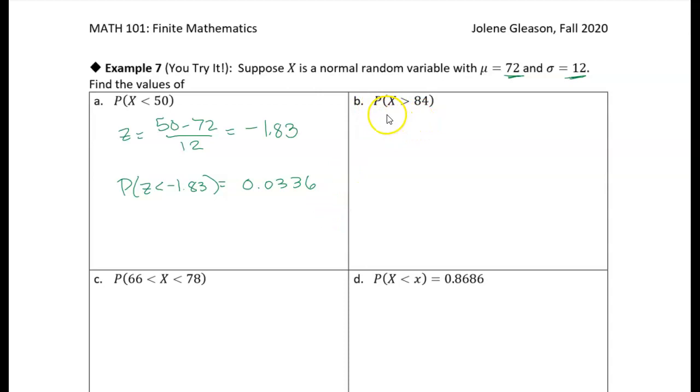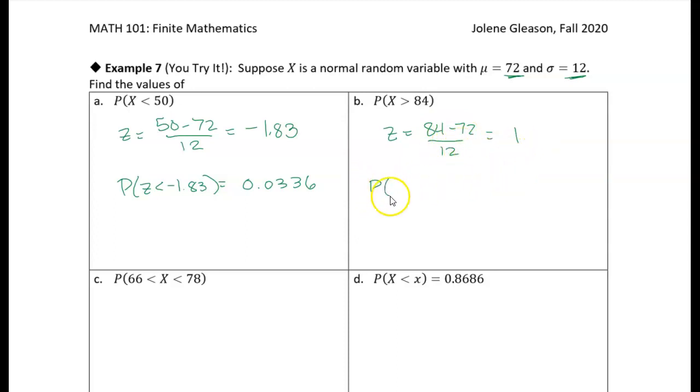And the next one, we're looking for the probability that the random variable is greater than 84. Again, we're just going to start by calculating the z-score. So 84 minus 72 all over 12. We're expecting it to be positive because 84 is greater than the mean. So we should expect the z-score to be positive. Now, if we do this, we're just going to get 1. The difference between 84 and 72 is just 12. So 12 over 12 is 1.